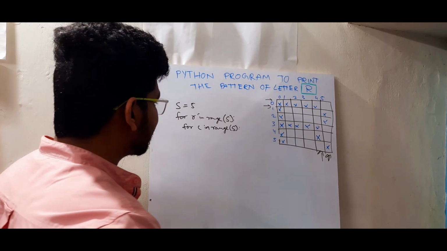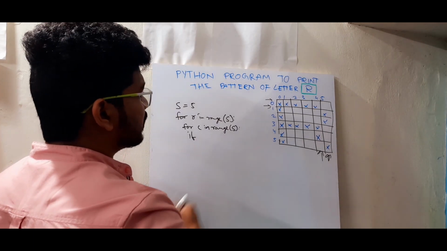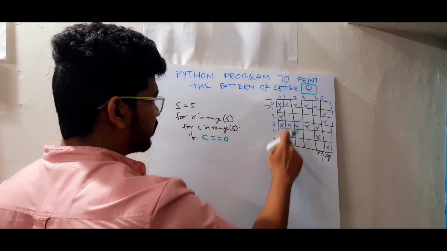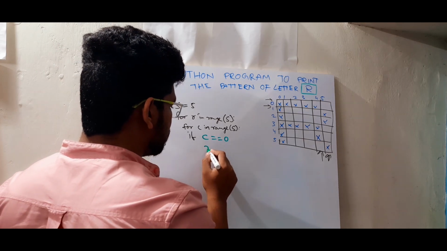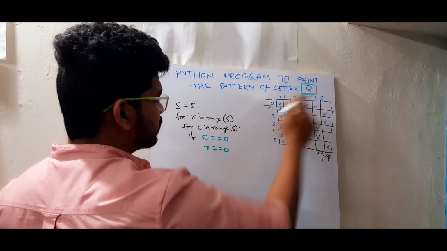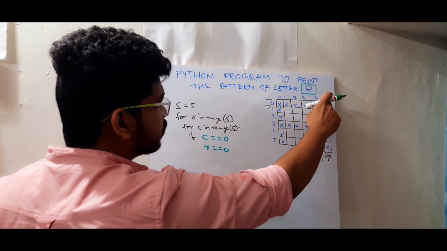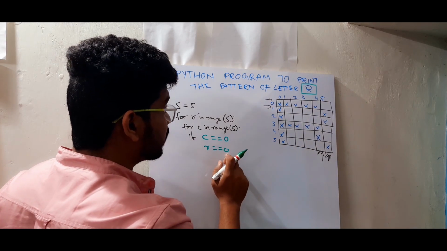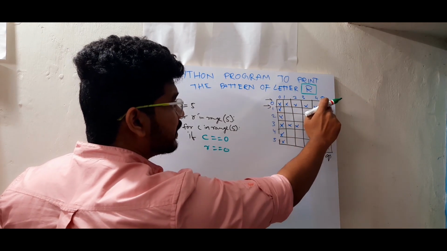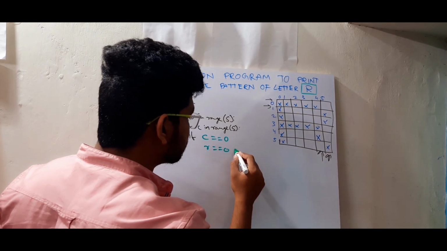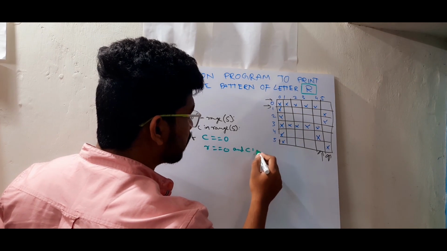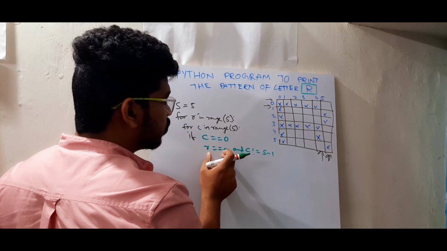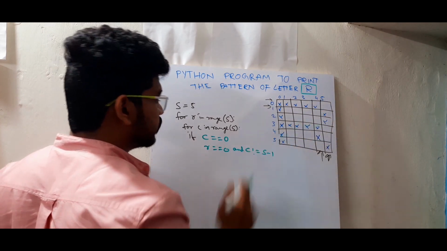Now comes the conditions. The first condition is if column equal to 0, that will be the first column, and if R equal to 0, that is the first row. And here there is a condition to exclude this space. If I just give R equal to 0, it will print completely including this. So to exclude that, I'll write one more condition, and column not equal to S minus 1. This is the last column, right? So I'm also specifying that condition. Row should be equal to 0 and column should not be equal to S minus 1.